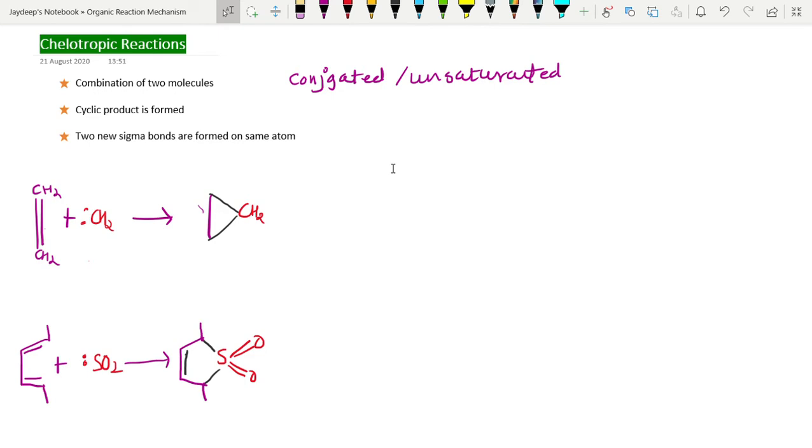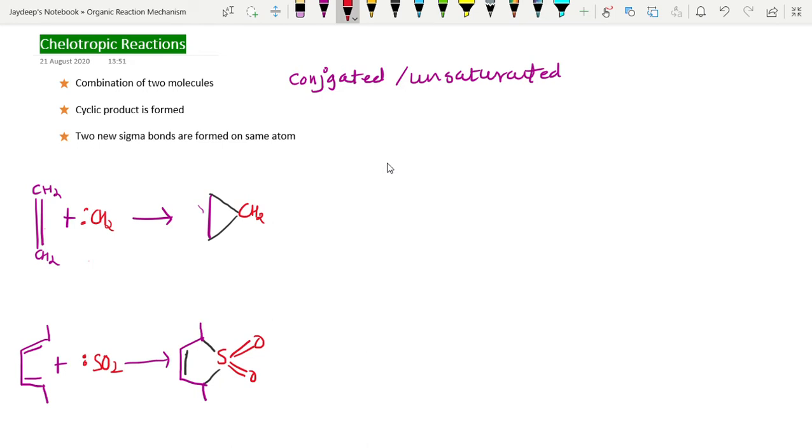Now today's topic is cheletropic reaction. A cheletropic reaction is also a type of cyclic addition reaction in which the combination of two molecules results in the cyclic product formation, which involves two sigma bonds on the same carbon atom.